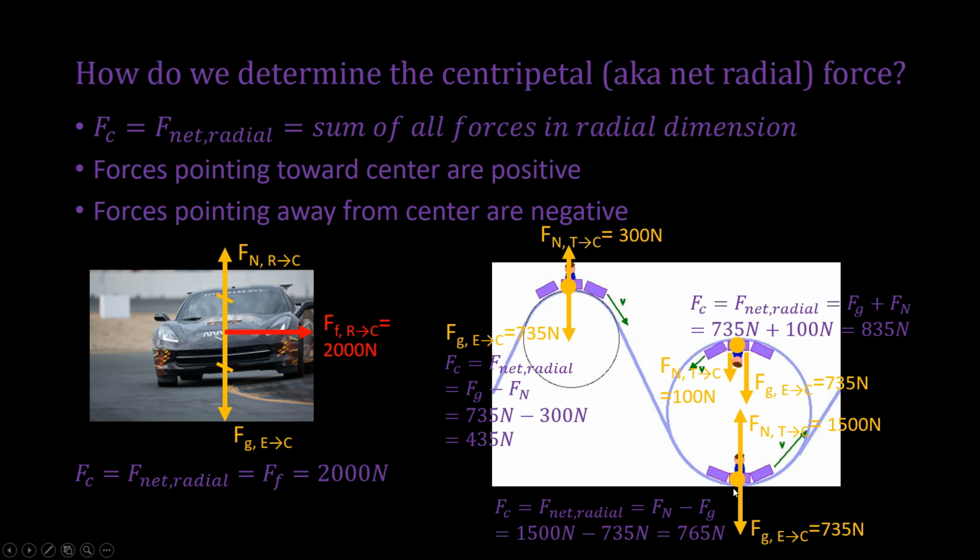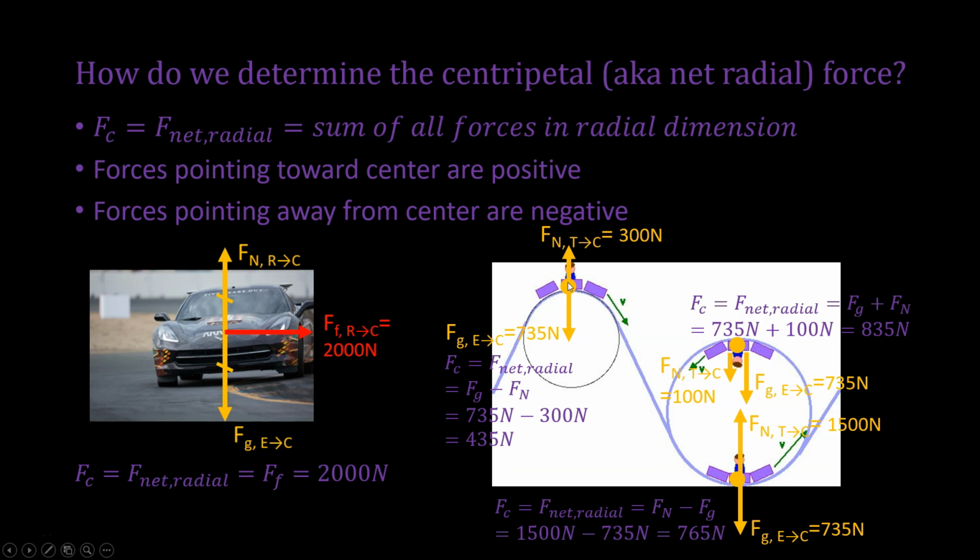So in this case, the net force exerted on the passenger is 765 newtons. The biggest takeaway from these examples is that the centripetal force is not a specific force. Rather, it is the net force in the radial dimension. So in our roller coaster problem, we always had two forces acting in the radial dimension, and in none of these cases was the centripetal force equal to one or the other of these forces. Rather, it was the net effect of these two forces.